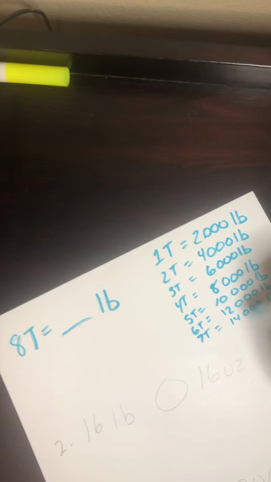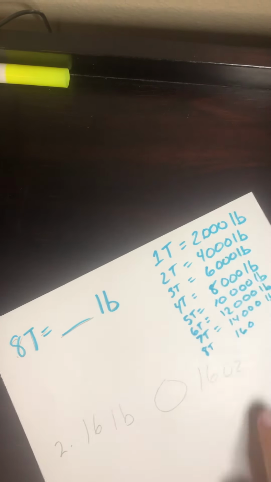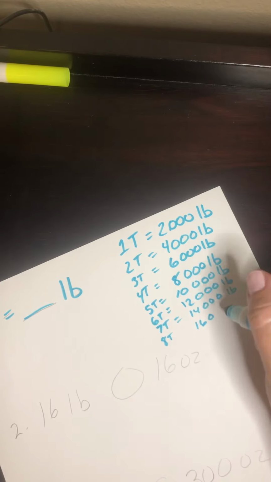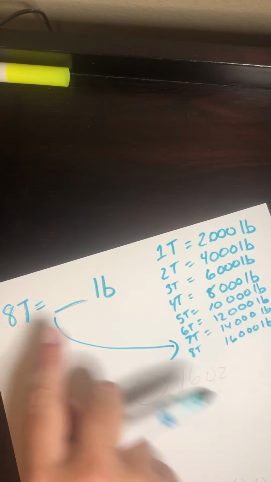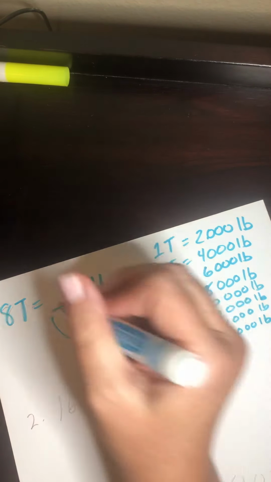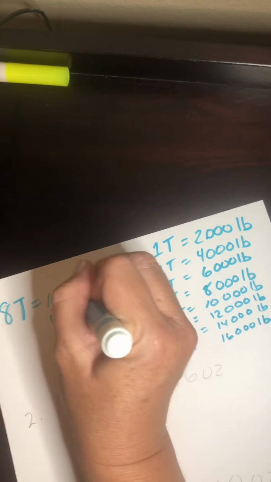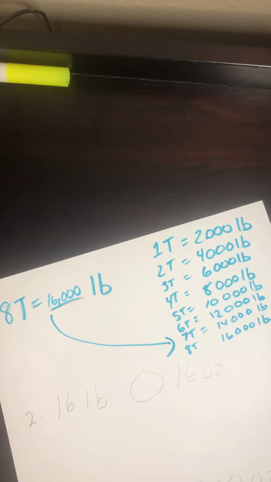And then I get to finally my 8 tons, which would be 16,000 pounds. So there I go. So then I know basically 8 tons is the same as saying 16,000 pounds. All right, and of course we can multiply if we want to solve that. But for right now, I just want you to see the pattern on how to do that.